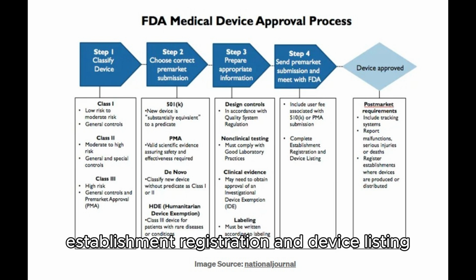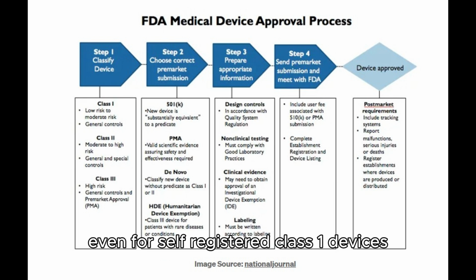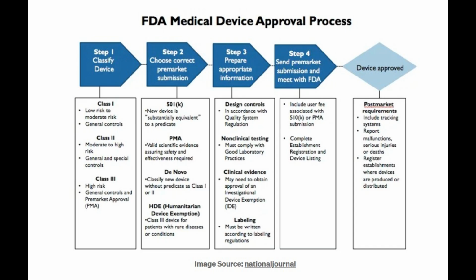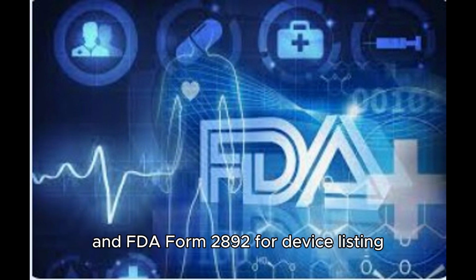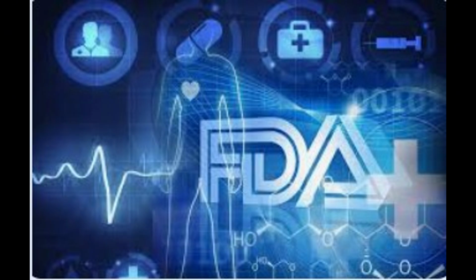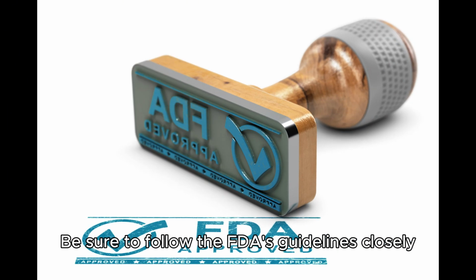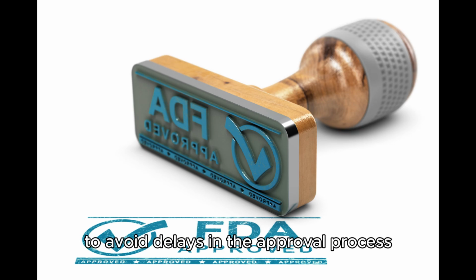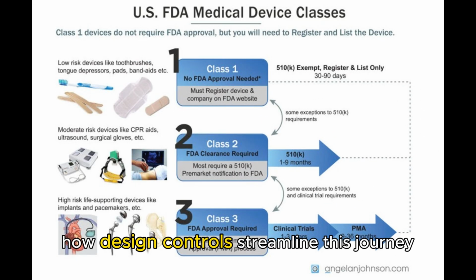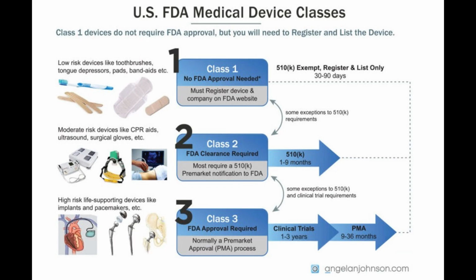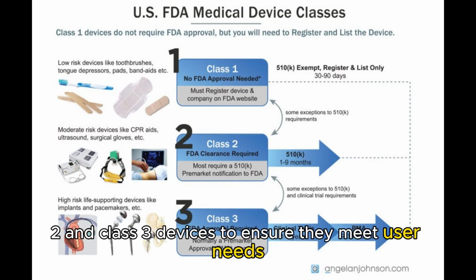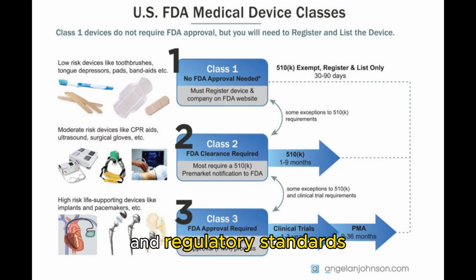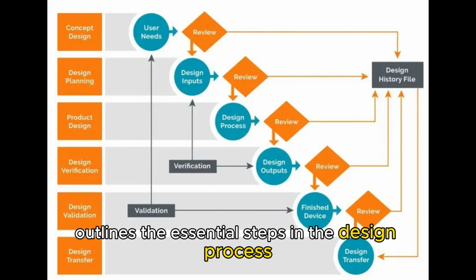Establishment registration and device listing. Even for self-registered Class 1 devices, you must file FDA Form 2891 for establishment registration and FDA Form 2892 for device listing. Be sure to follow the FDA's guidelines closely to avoid delays in the approval process. Now, let's look at how design controls streamline this journey. The FDA requires design controls for Class 2 and Class 3 devices to ensure they meet user needs and regulatory standards. This flowchart outlines the essential steps in the design process.